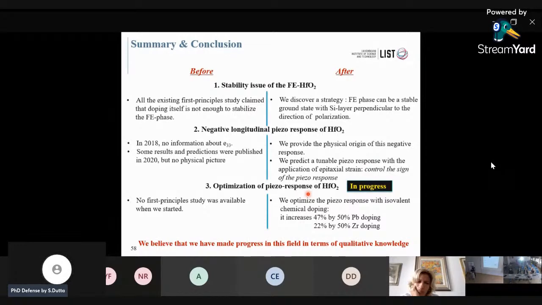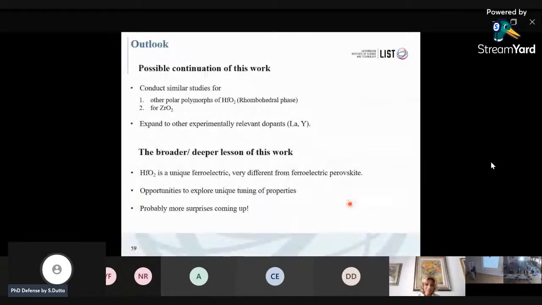understand the result, but at the quantitative level, as you can see, we have tried to enhance the piezoelectric response of our material. Thus, we believe that we have made some progress in this field in terms of quantitative knowledge. With this, let me briefly mention the outlook.